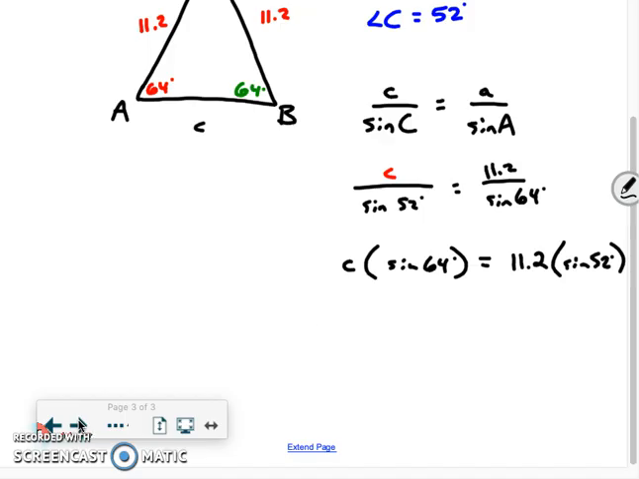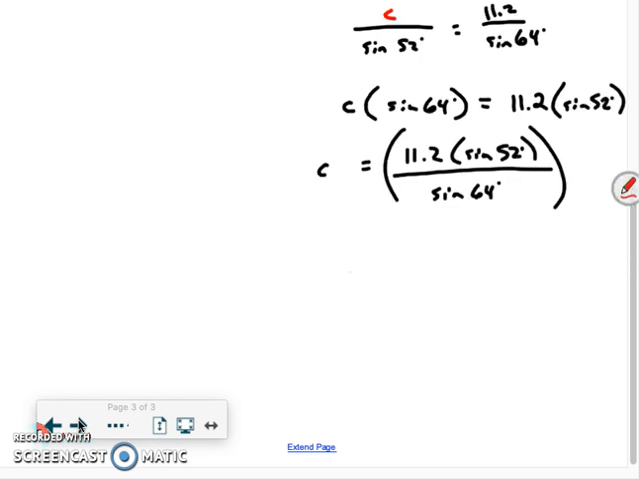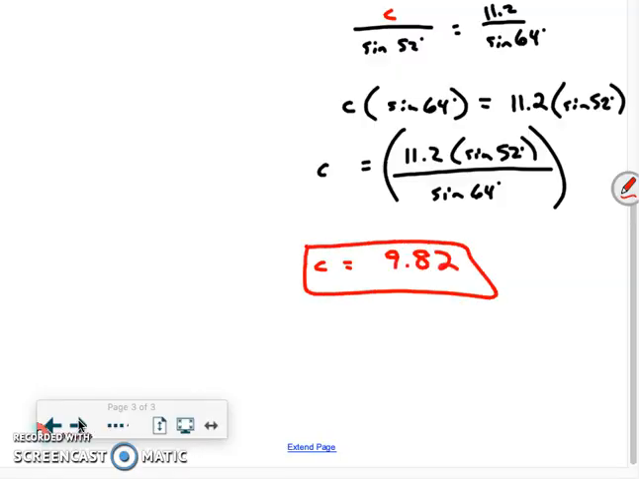So I'm going to divide both sides by the sine of 64 degrees. So we're going to end up with 11.2 times the sine of 52 degrees all over the sine of 64 degrees. So again, an awful lot of calculator work here, yes, but what do we end up saying that C is equal to in number 10? About 9.82. Again, I think I went a little bit further. Initially I said C was equal to 9.8195 and went about it that way.